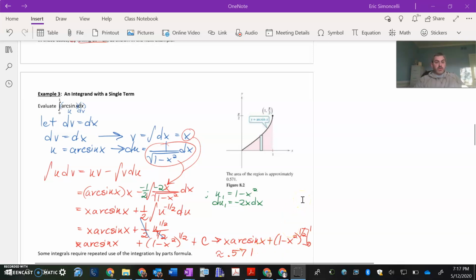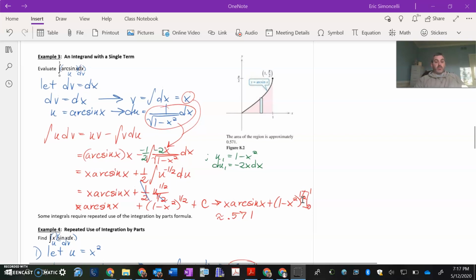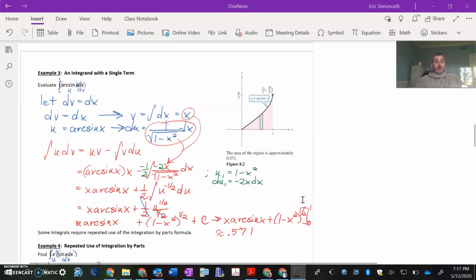Some integrals require repeated use of the integration by parts formula. Example 4, we will talk about in another video and or an audio version. And that should cover, for today at least, part 1.